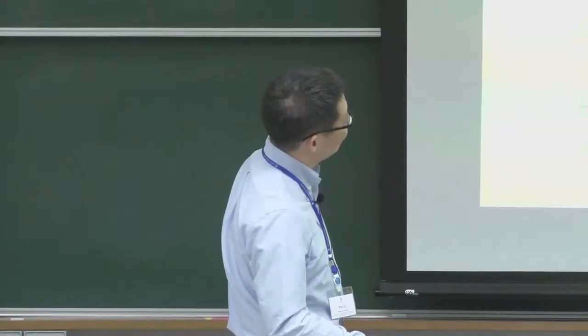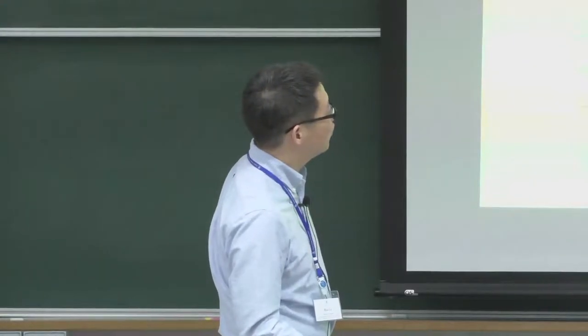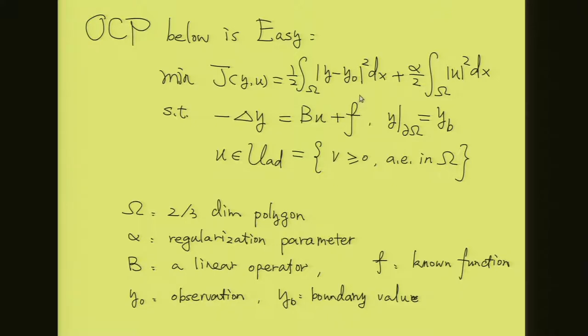Here the objective function is very simple. And this y_0, you can take it as the observed quantity. And this y is the state variable. I assume that this y is the solution of a Poisson equation here. And for the control variable u, there is a linear operator on u. Currently I assume that u is defined on the same domain as y. It can be different, and sometimes this u can appear in the constraint equation on the boundary or only on part of the boundary. It can be in different formulations, but I will restrict myself to this very simple case here.